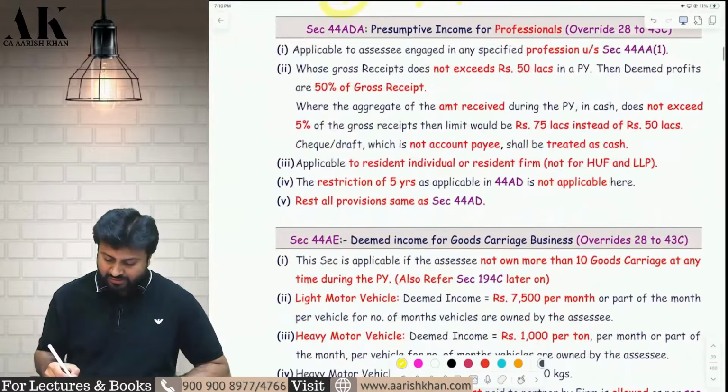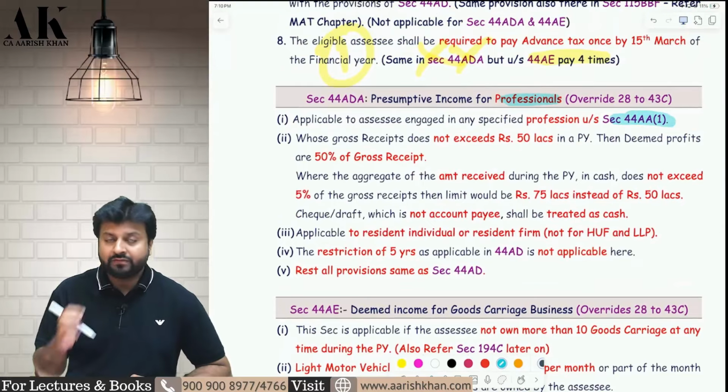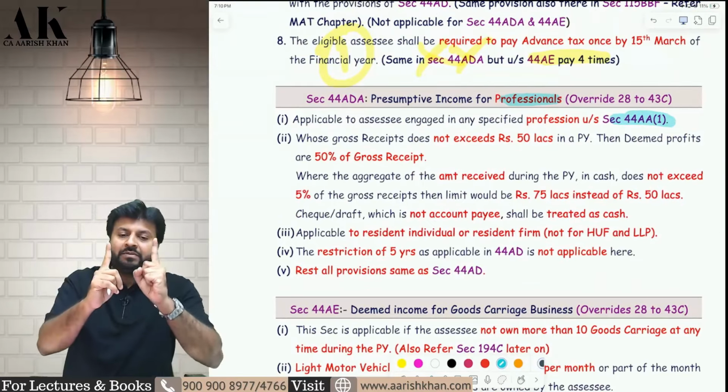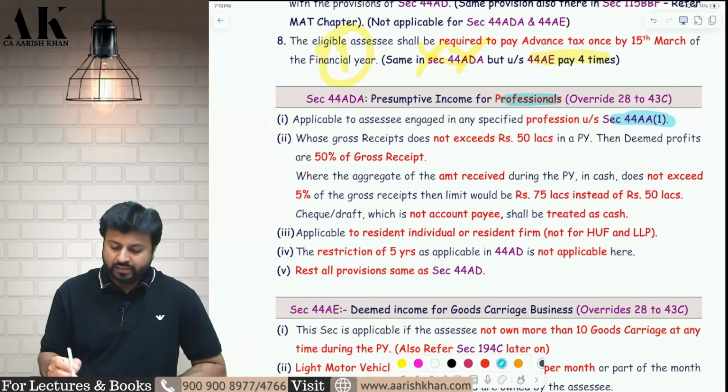Let's move on to the next section, that is 44ADA. This is for certain specified professions which are mentioned under 44AA subsection 1. Those 11 professions were there. This section is only applicable to those 11 professions. What is the turnover over here? The turnover should be up to 50 lakhs.